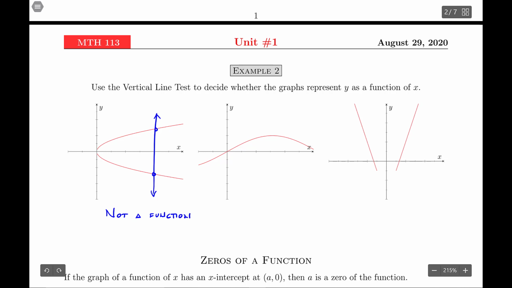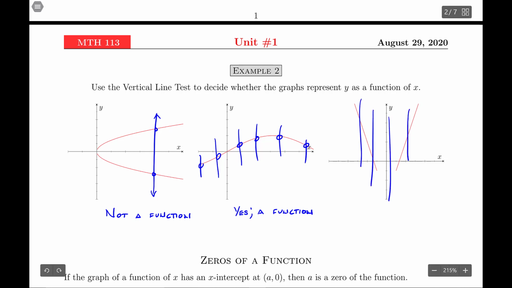For the second graph, anywhere I draw a vertical line, it doesn't matter where that vertical line occurs, that graph will always be intersected at only 1 point. So yes, this is a function. And for the third graph, anywhere I draw the line, it's not going to intersect at more than 1 point. And so we will say again that yes, this is a function.